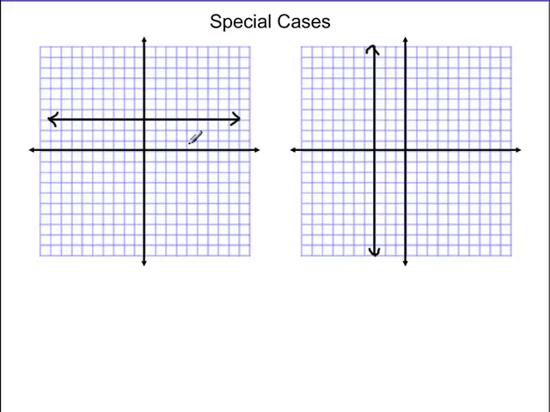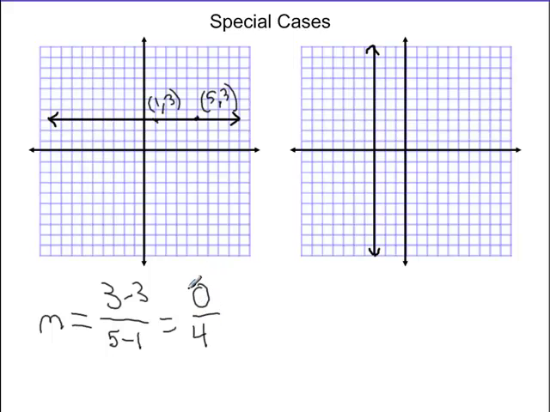Alright, let's pick 2 points on this first line. We got (1, 3), it seems like. And let's take another point, 1, 2, 3, 4, 5: (5, 3). Alright, now, let's use the slope equation real fast, and see what we get. So we have y sub 1 minus y sub 2, which is 3 minus 3, over x sub 1 minus x sub 2, which is 5 minus 1. We see that we get on the top 0, on the bottom 4, and 0 divided by any number is equal to 0.